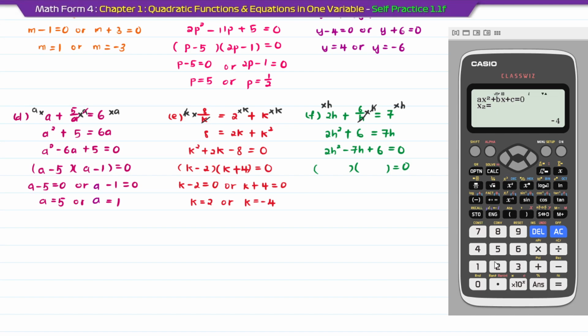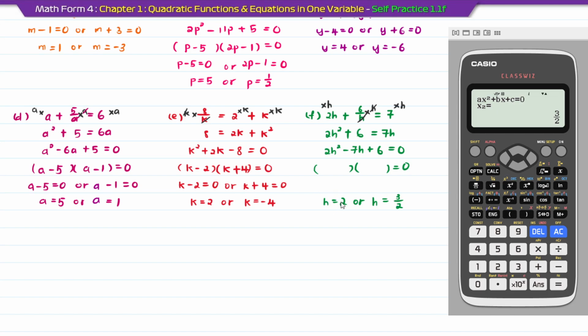Using your calculator, press the AC, go back to the quadratic menu, enter the A as 2, equal, the B is a negative 7, press equal again, C is a positive 6. So press equal again, so the first h is equal to 2. And the second h is equal to 3 over 2.